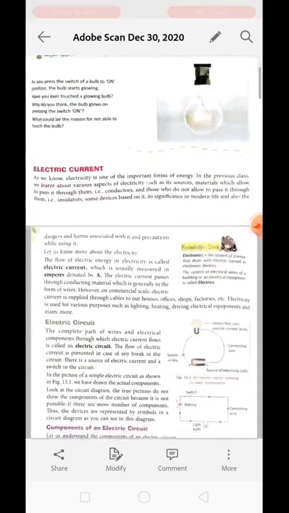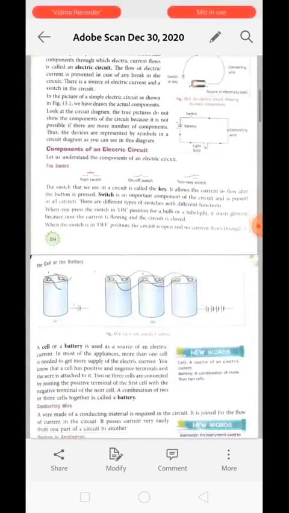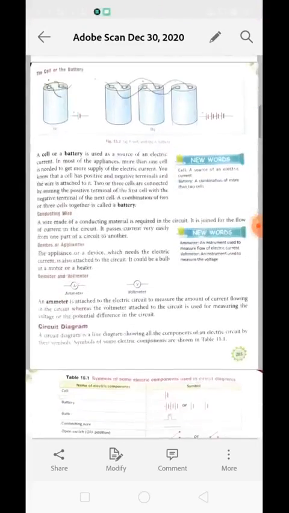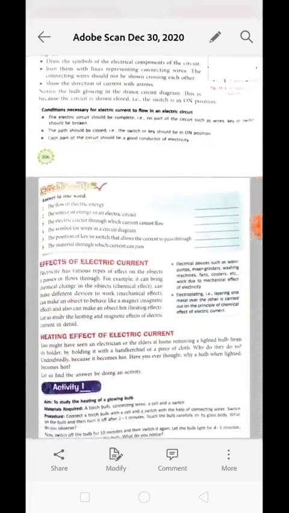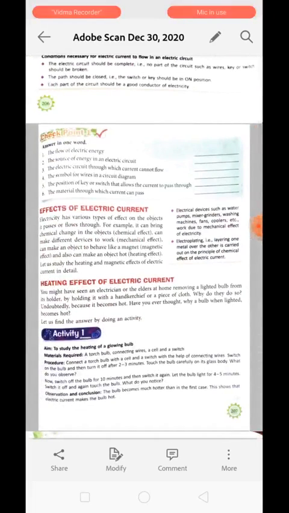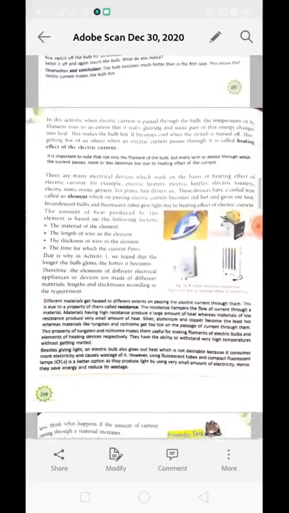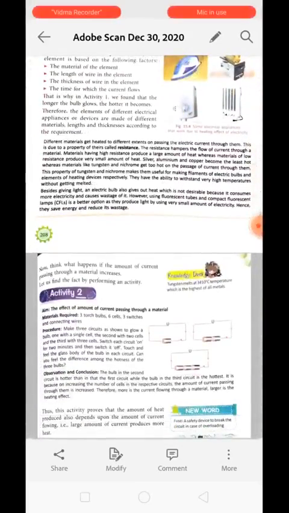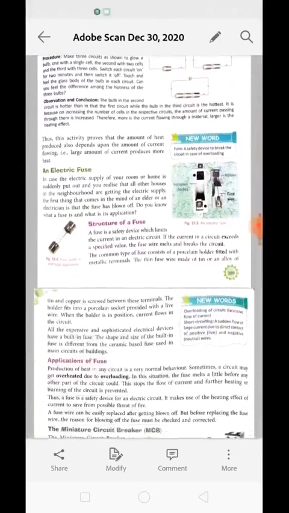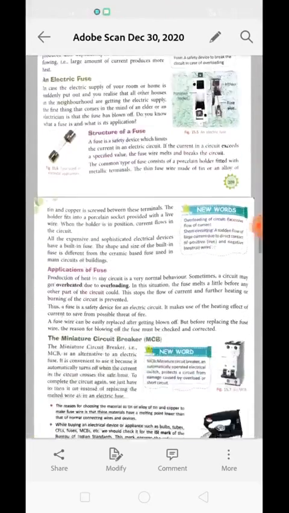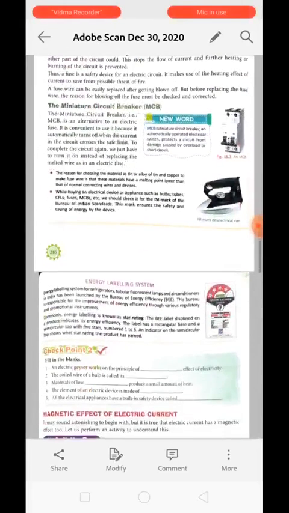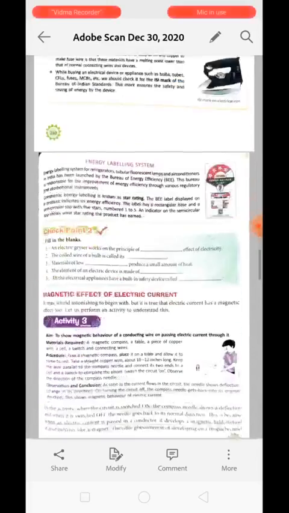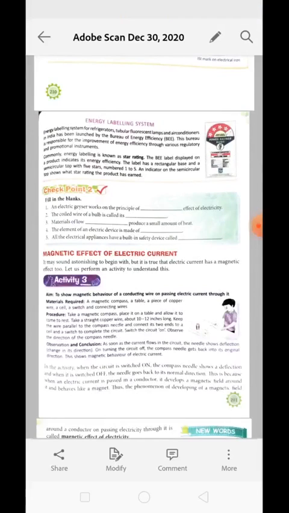Okay, in our previous video, we learned about electric current, electric circuit, the components of an electric circuit, their symbols, and we also discussed the heating effect of electric current. We have seen the use of the heating effect of electric current in a fuse, which is a safety device, right? And we learned about the miniature circuit breaker, that is MCB, as well. Now we have to talk about the magnetic effect of electric current.